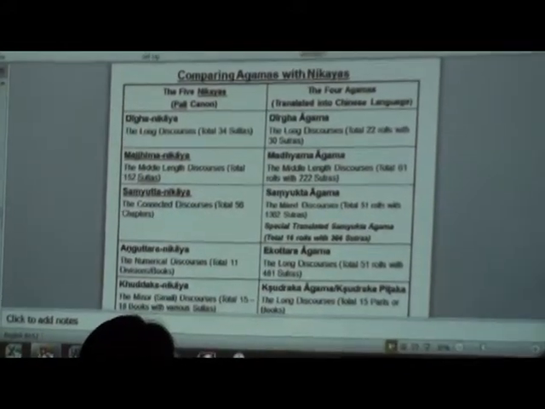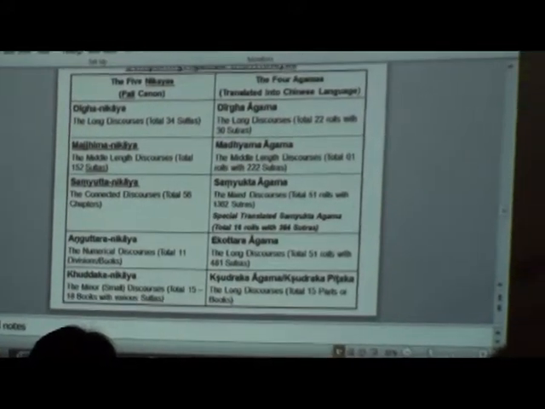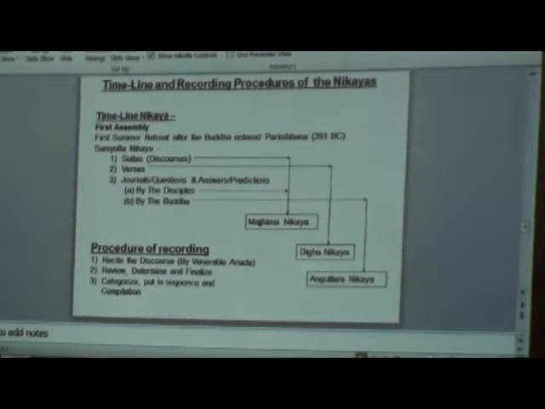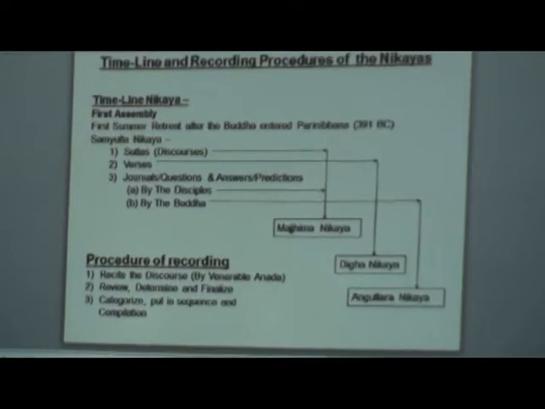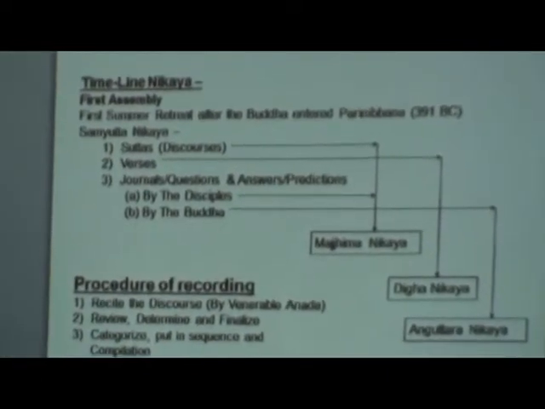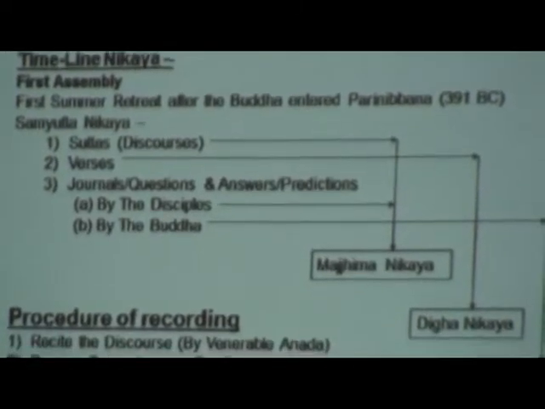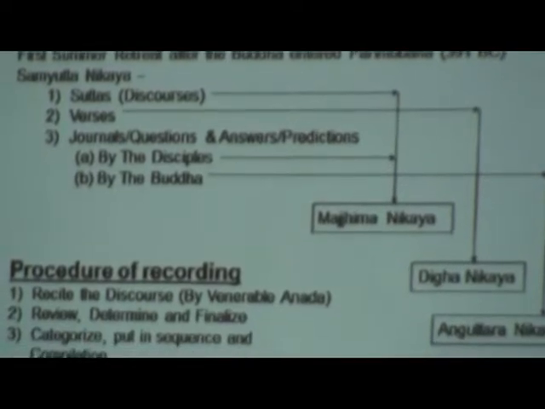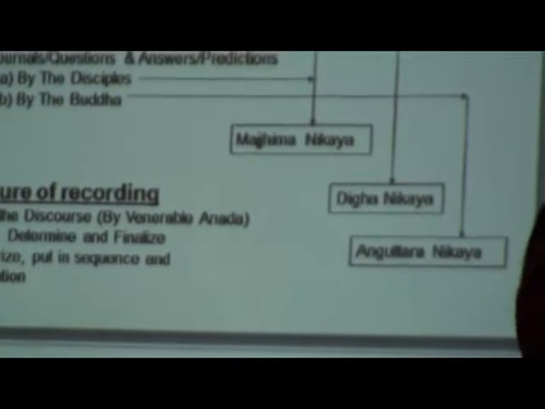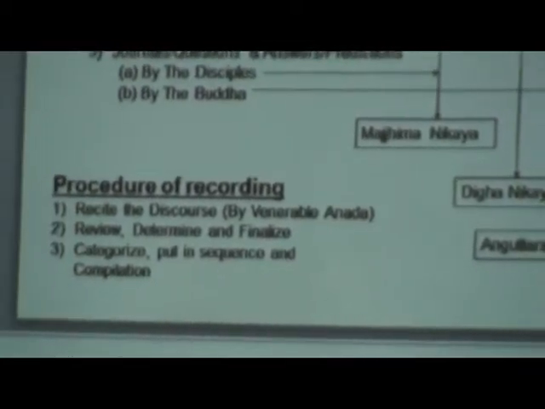So if you are interested in the history, this is the timeline. Which sutta got recorded first? You think that maybe the Digha, right? Because it's the longest one. No, it's actually the Samyutta Nikaya, the connected discourse, that was recorded first.